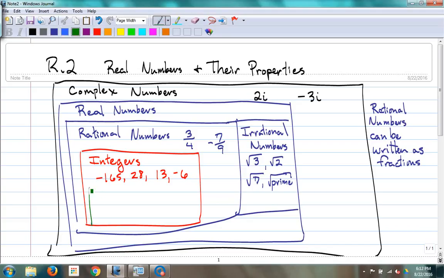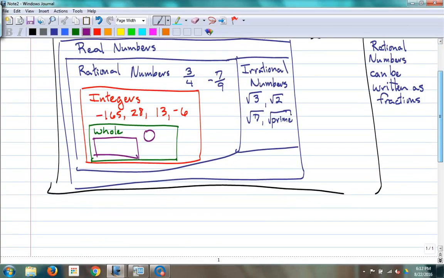Inside of the integer box, there's another smaller box. It's the whole number box. He doesn't have much in him. He's got the number 0. That's all he's got. The whole numbers are in the integers, which have the negative numbers, right? Normally, whole numbers are 0, 1, 2, 3, 4.